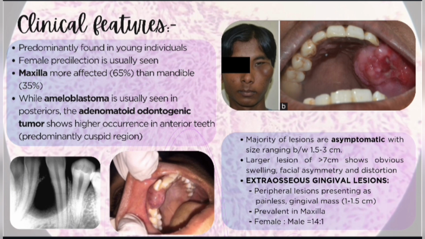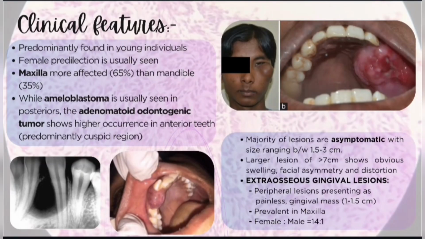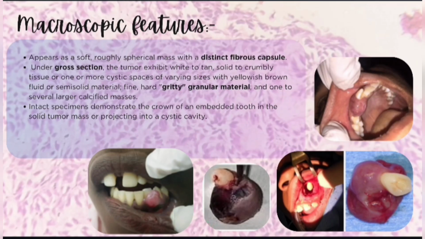Extraosseous gingival lesions can also be found in the case of adenomatoid odontogenic tumor. These are peripheral lesions that present as a painless gingival mass of 1 to 1.5 centimeters. This is prevalent in maxilla, and the female to male ratio is 14:1. Basically, the gingiva is seen as a swollen hard mass, and it is an odontogenic tumor which is seen as a soft tissue tumor. In this picture, we can appreciate the gingival peripheral growth of adenomatoid odontogenic tumor.